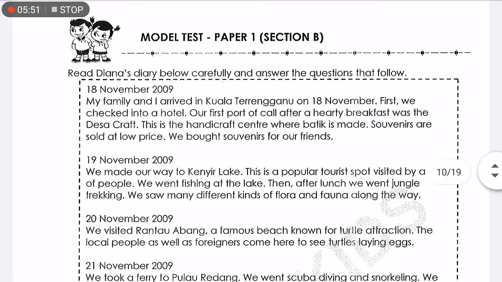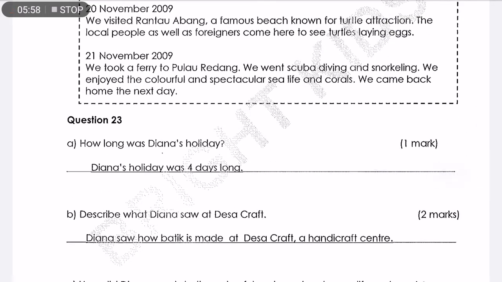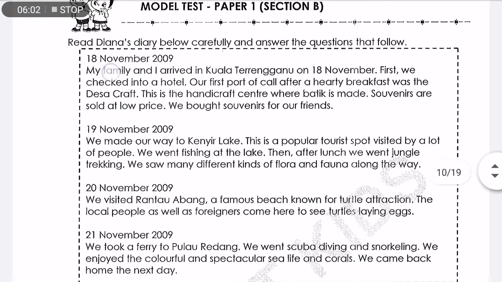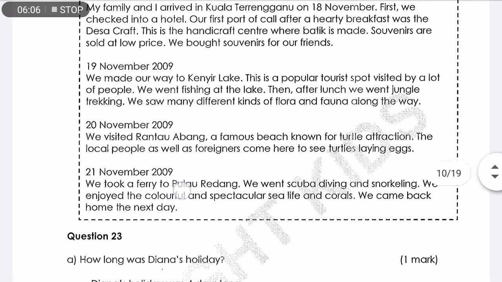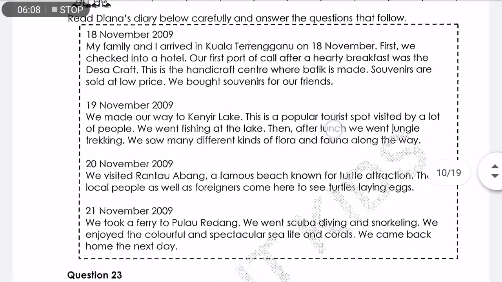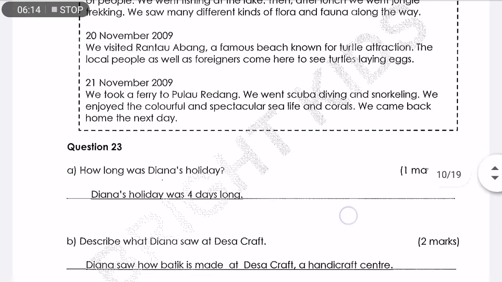Next one. Read Diana's diary below carefully and answer the question that follows. Now, let's take a look. How long was Diana's holiday? You can clearly see here is 1, 2, 3, and 4. 4 days from 18th of November to 21st of November 2009. So Diana's holiday was 4 days long.